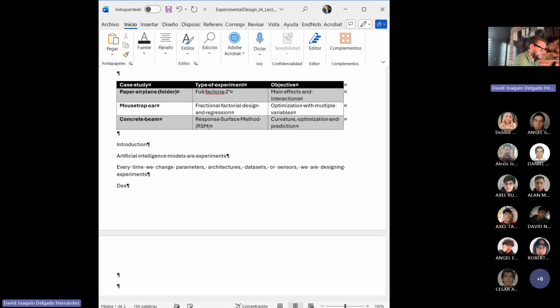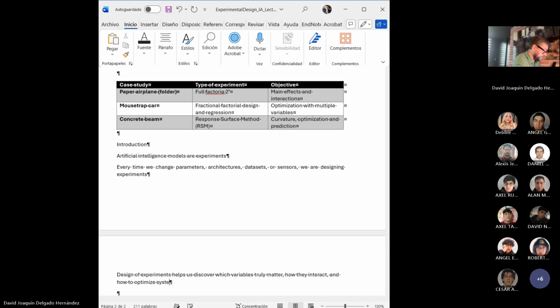So design of experiments helps us discover which variables truly matter, what the important variables are, how they interact, and how to optimize systems with fewer tests.